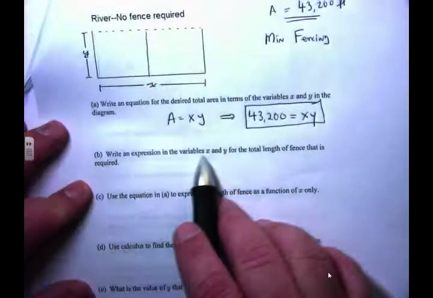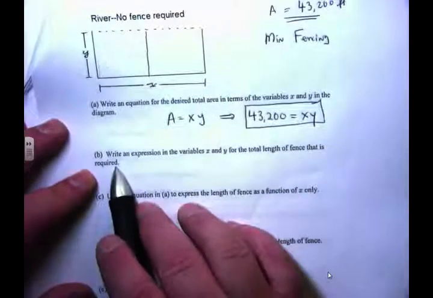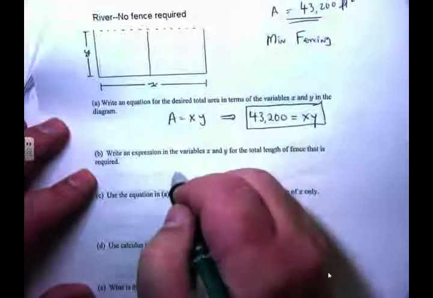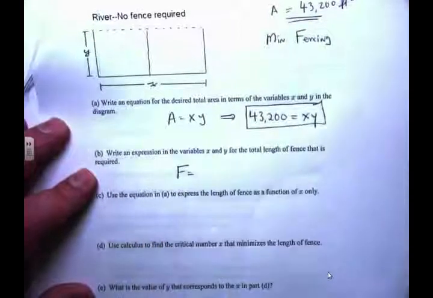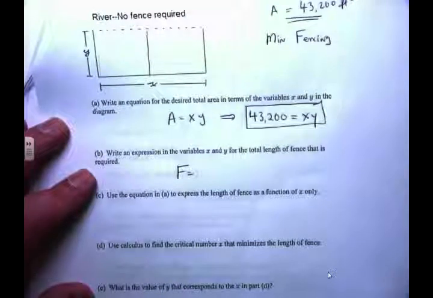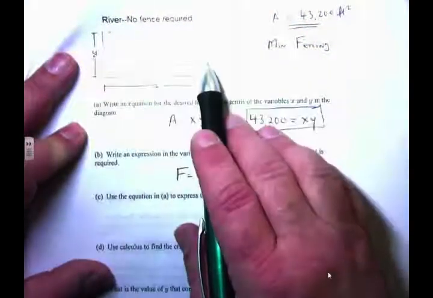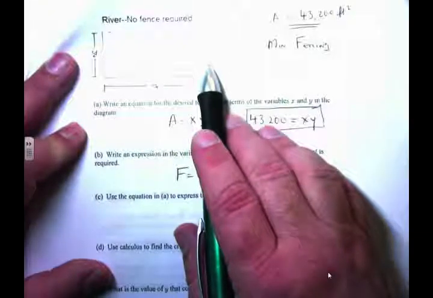Now, part B: write an expression in variables x and y for the total length of fencing required. Remember, this is the objective equation, minimize fencing. Where are you putting fencing? And pay attention. I saw a lot of students screw this problem up on my last test because they didn't figure out how much fencing I put on this thing. So, where are you putting fencing? We're putting fencing here, here, and here. How many is that? 3y.